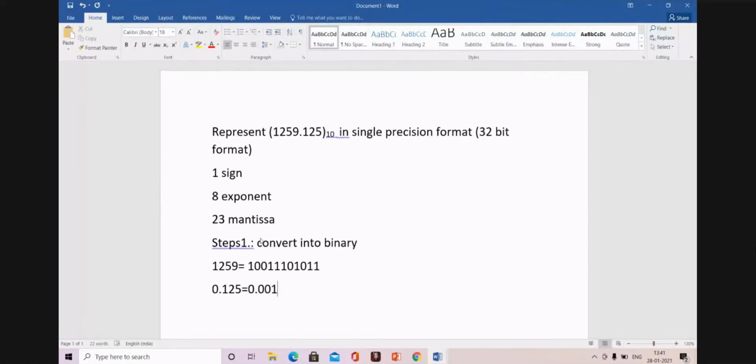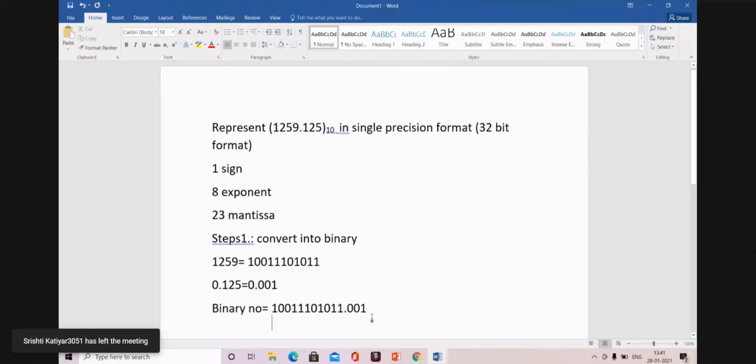You need to multiply, or you should know. Okay, this is how I got 0.001. Now next, we have the binary number 10011101011. So first you write down this number, and then put the point here and write 001. All right, this is the first step.